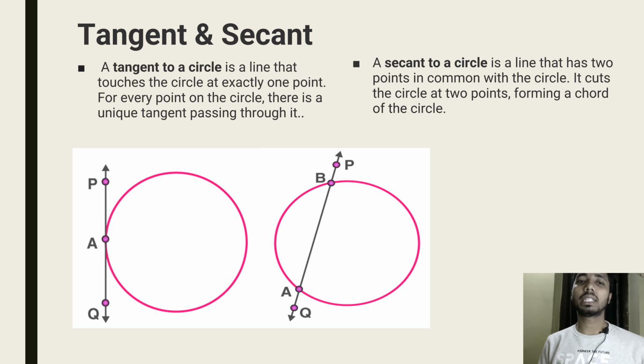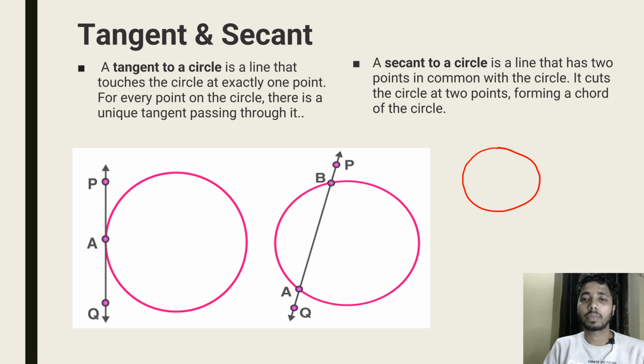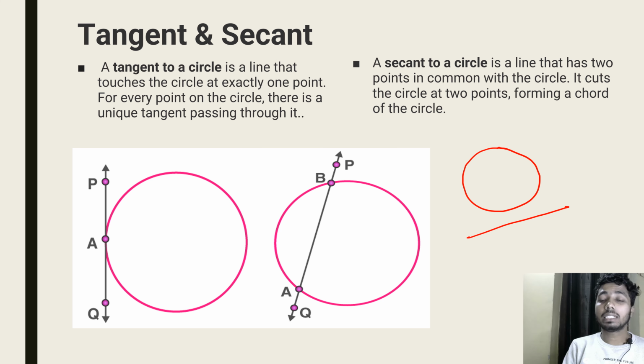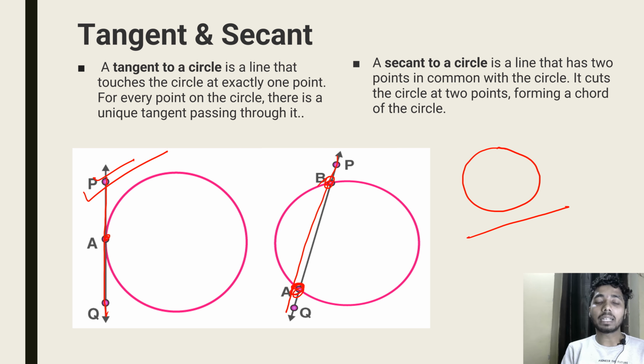Tangent and secant. Basically, if you have to draw a line and a circle in a plane, then we have three ways to do it. The first one is like this. Another is we can draw a line such that it intersects at one point, or we can say it touches the circle at only one point. The third one is we can draw a line that intersects at two different points.